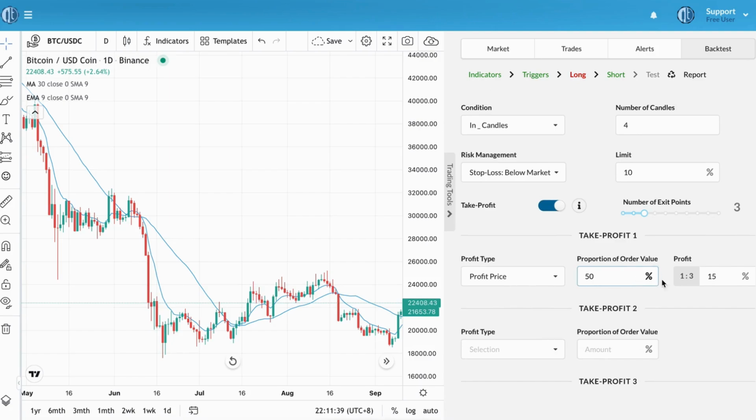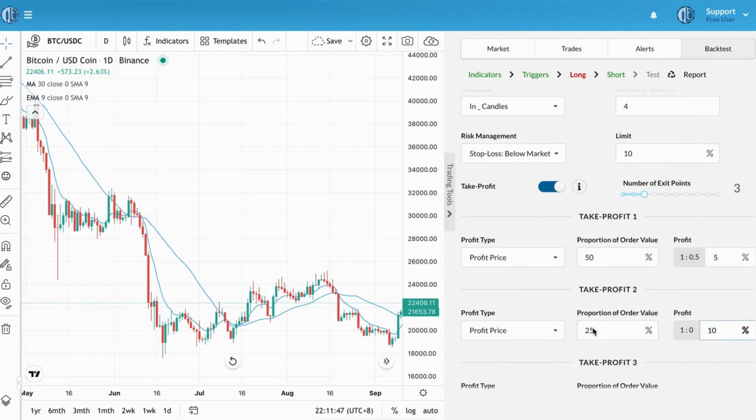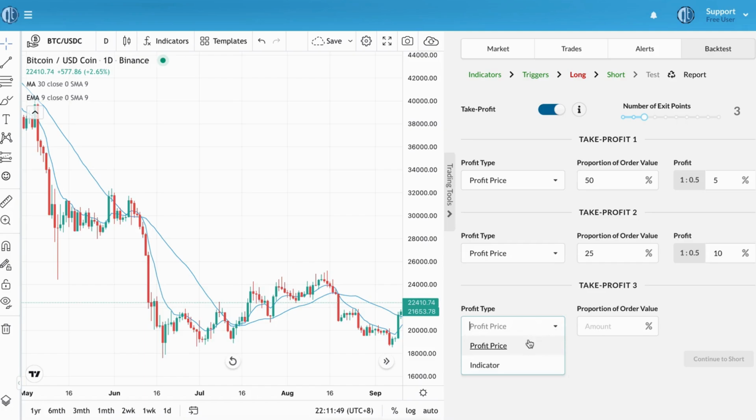Let's create a few more exit points and spread the take profits so that we are taking profits at different price points. Note that if your system has long and short entries, you may not need to create take profits as a short entry acts as a long's exit and vice versa.